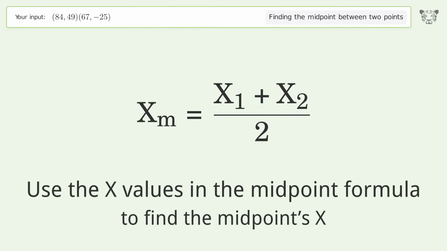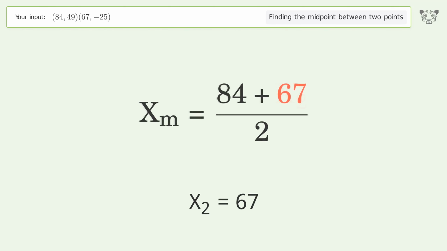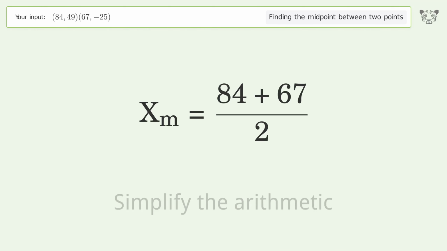Use the x values in the midpoint formula to find the midpoint's x. x1 equals 84. x2 equals 67. Simplify the arithmetic.